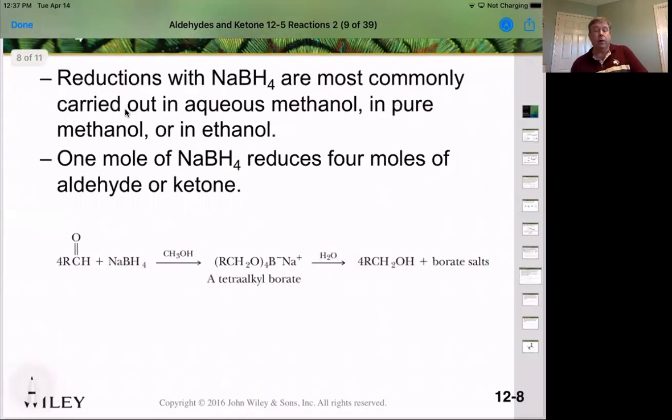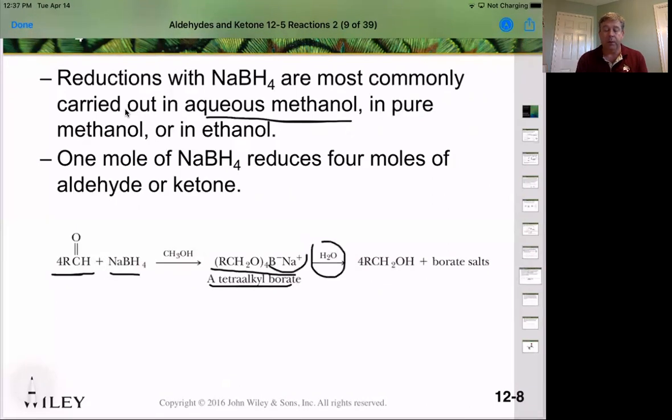Okay, so most of these are carried out in the presence of either water or alcohols, and that helps support it as a salt that can then be used to react with the aldehyde. Notice here it generates multiple aldehydes attacking the sodium borohydride to transfer all of those hydrogens off, and then by adding water to the system, it breaks up the salts and gives us back our primary alcohols and some kind of borate salts. Okay.